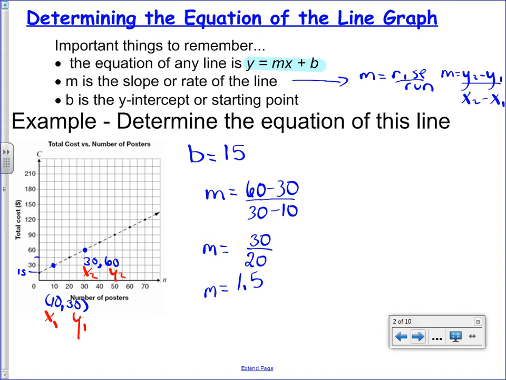Now, how do I write this as an equation? Andrew, what would I write for my equation now? My equation has to look something like that. 1.5x plus 15. So I just came up with my equation. Now, Ben, what does the y represent in this equation? I can use my graph to help me out. What does the y represent? Yeah, here's my y-axis, and that's talking about cost. What about x? Nick, what does x represent?